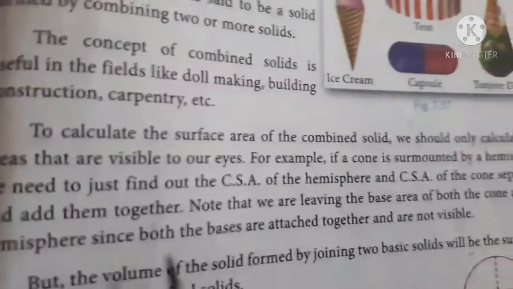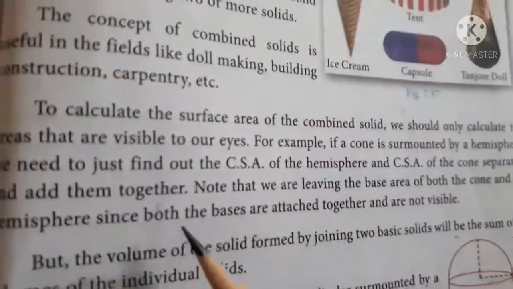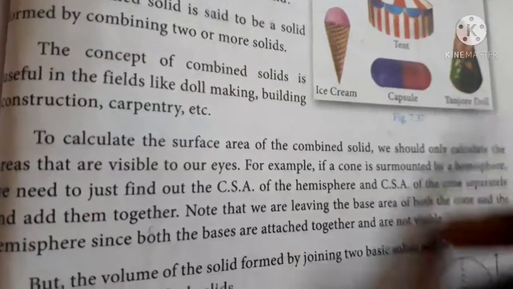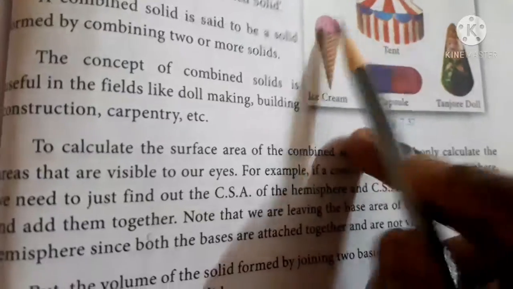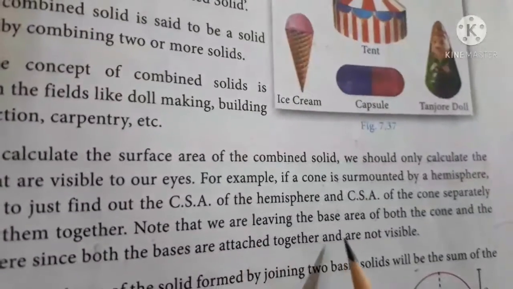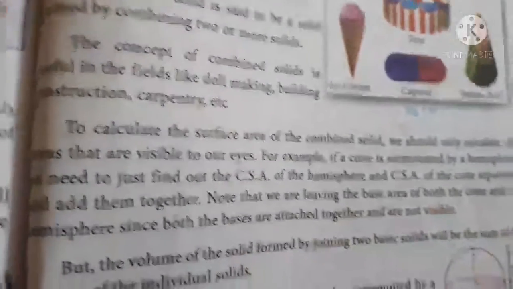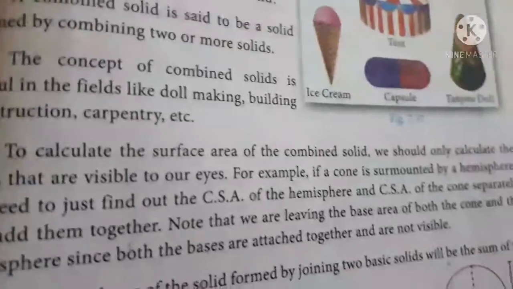So we need to just find out the CSA of the hemisphere and the CSA of the cone separately and add them together. How to find the surface area? We should just find the CSA of the cone and the CSA of the hemisphere. Then you should just add both. So note that we are leaving the base area of both the cone and the hemisphere, since both bases are attached together and are not visible.